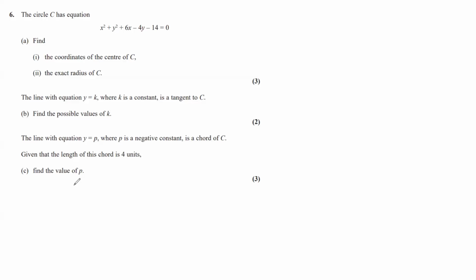The circle C has equation x squared plus y squared plus 6x minus 4y minus 14 is equal to 0. Find the coordinates of the center of C and the exact radius of C.